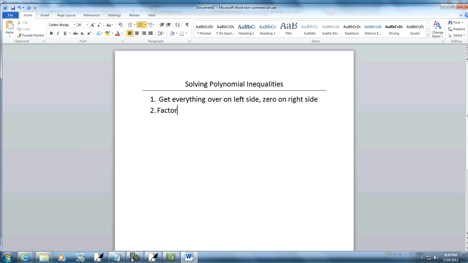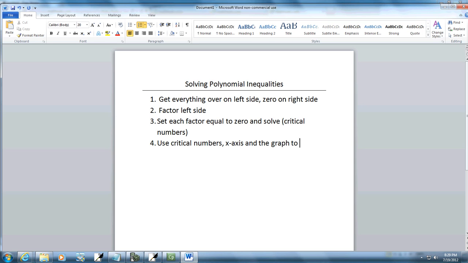Okay, so we're going to factor the left side. And then we're going to set each factor equal to 0 and solve. These are our critical numbers. And then we're going to use the critical numbers, the x-axis, and the graph to determine our answer.